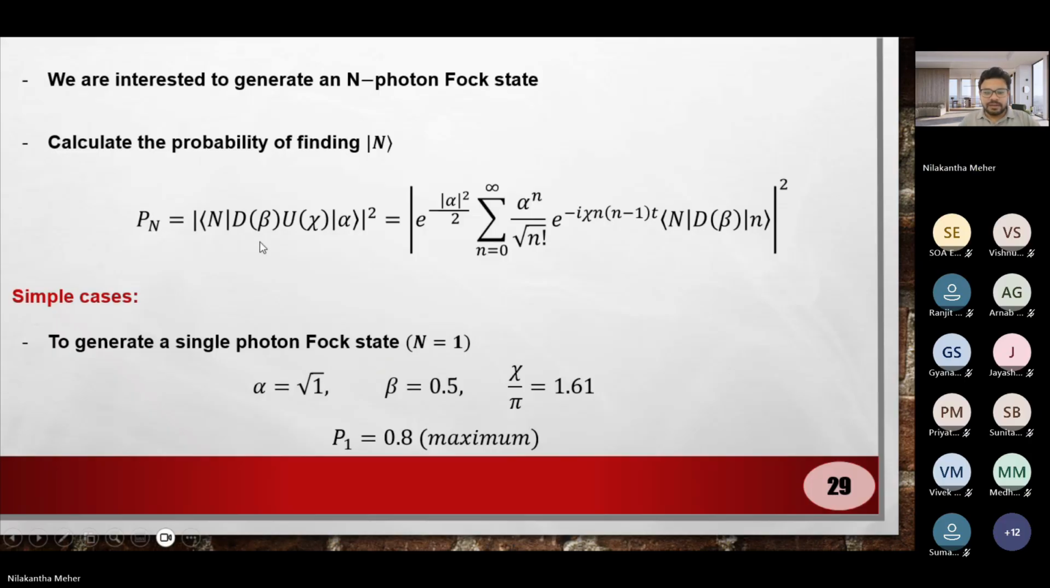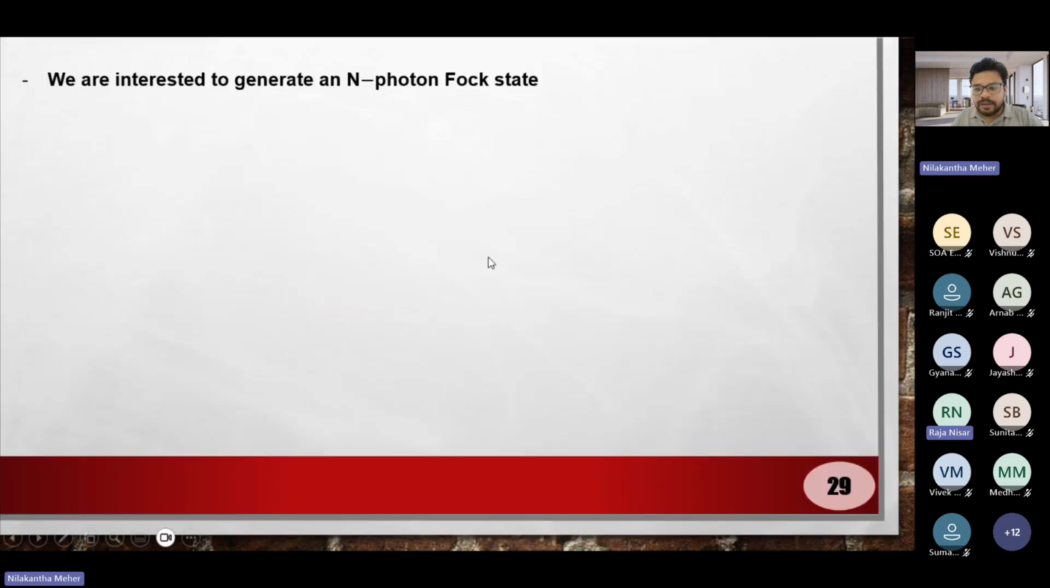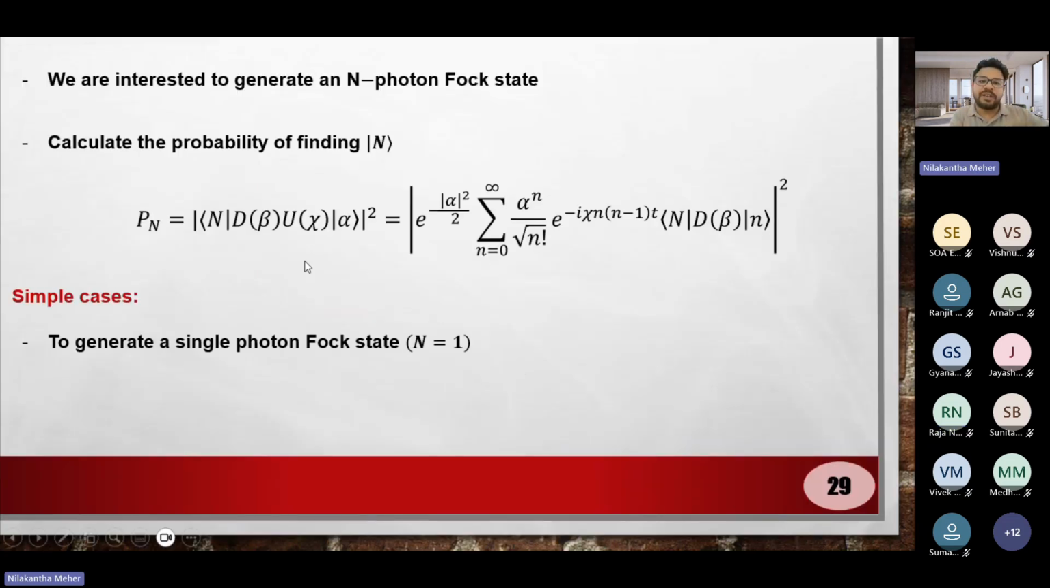What is the difference between capital N and small n? Yes, small n and capital N. Capital N is the particular Fock state that we want to generate, and small n is varying from 0 to infinity, so all the photon numbers.